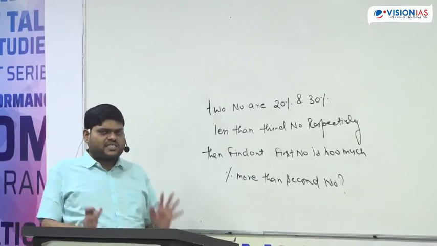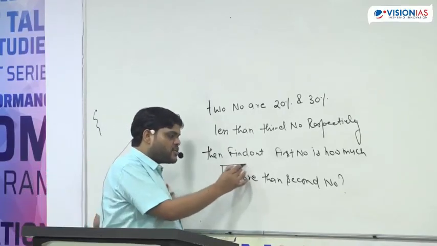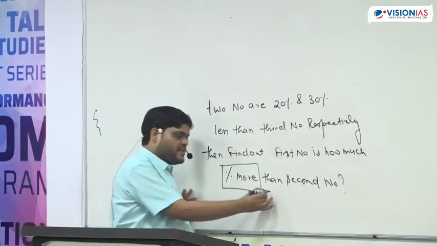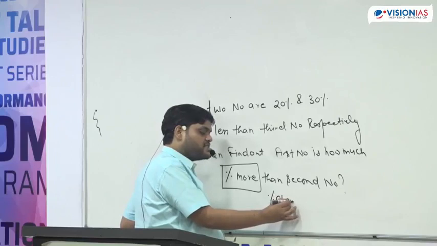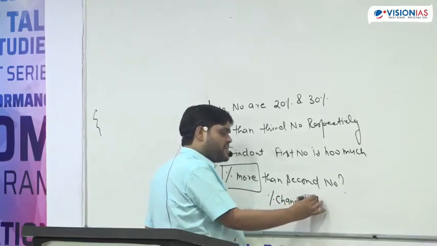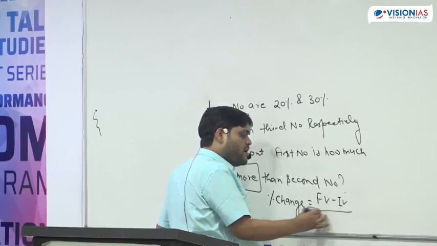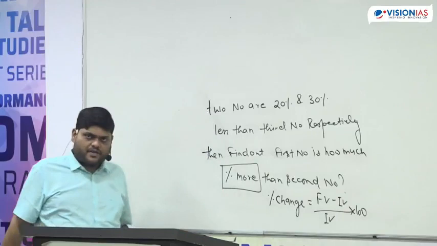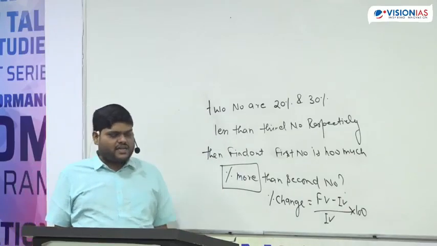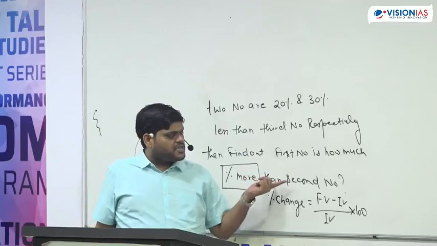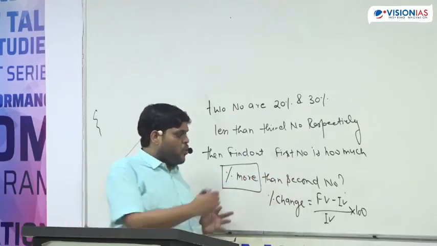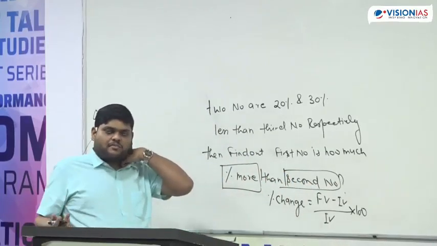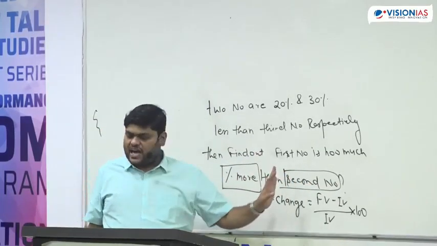The first thing is, what is the question? The question is percent more. Whenever they give percent more, that means they are asking about the percent change. And percent change always equals final value minus initial value upon initial value into 100. This we know. Now, what is the final value and initial value? The first number is how much percent more than second number. So second number is your initial value and first number is your final value. This we have interpreted.